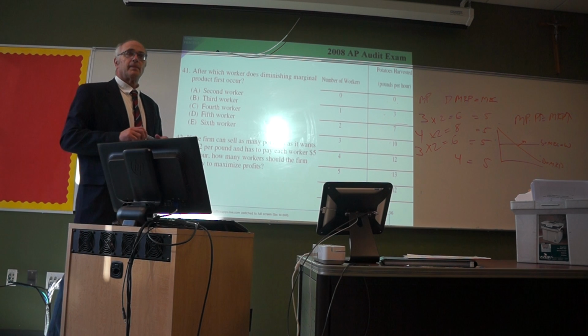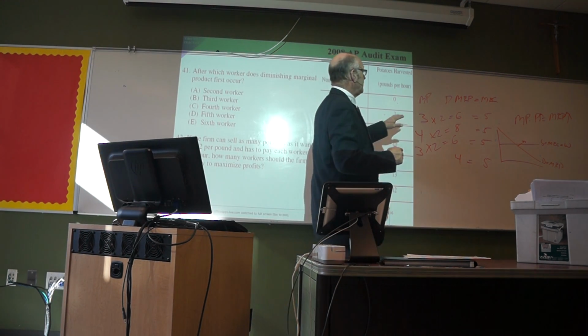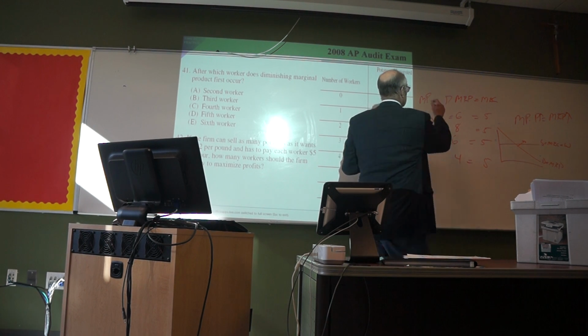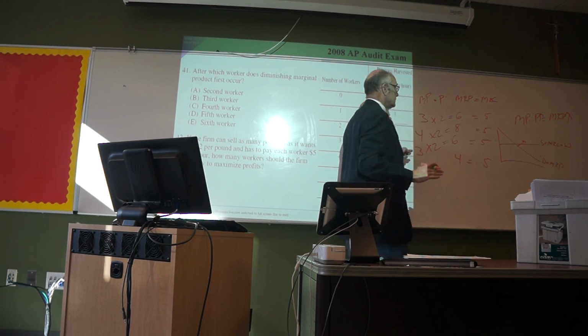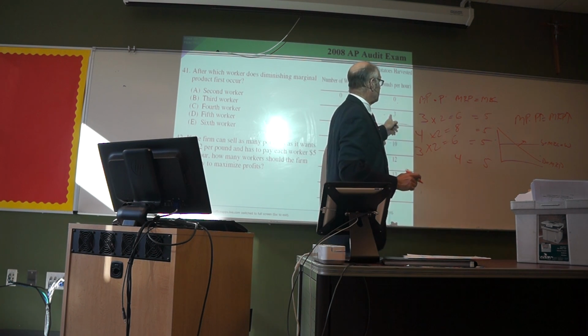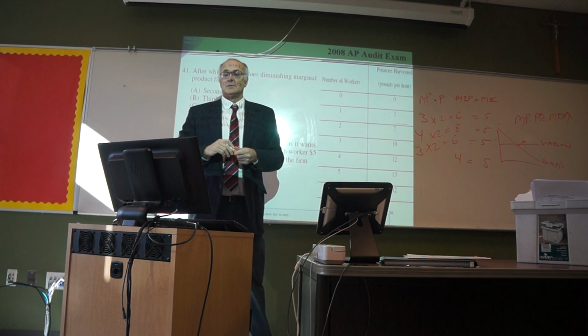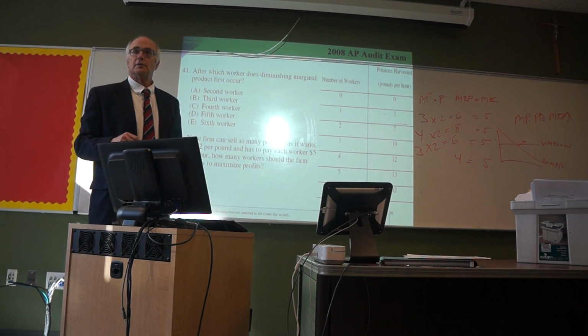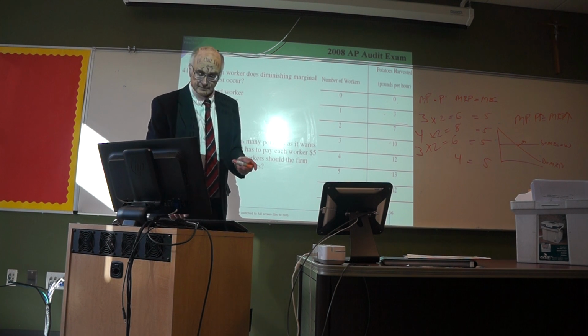Can you explain one more time how to find MRP? Yeah. MRP is MP times price in perfect competition. So we did 3, which is the MP, and the price was 2, and we just took it down. Okay? Anyone else? Okay.